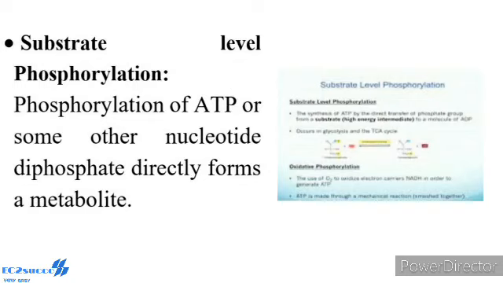Another one, substrate level phosphorylation. Phosphorylation of ADP or some other nucleotide diphosphate directly from a metabolite. In the glycolysis payoff phase, direct transfer of a phosphate moiety from the substrate molecule to ADP, which is converted into ATP, is called substrate level phosphorylation or direct phosphorylation or transphosphorylation.